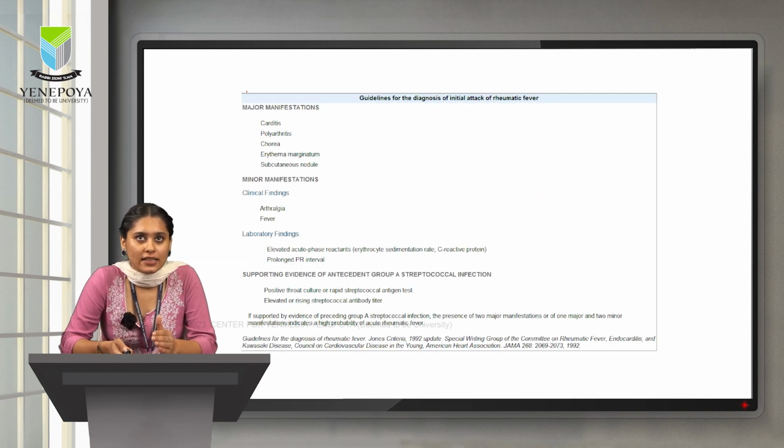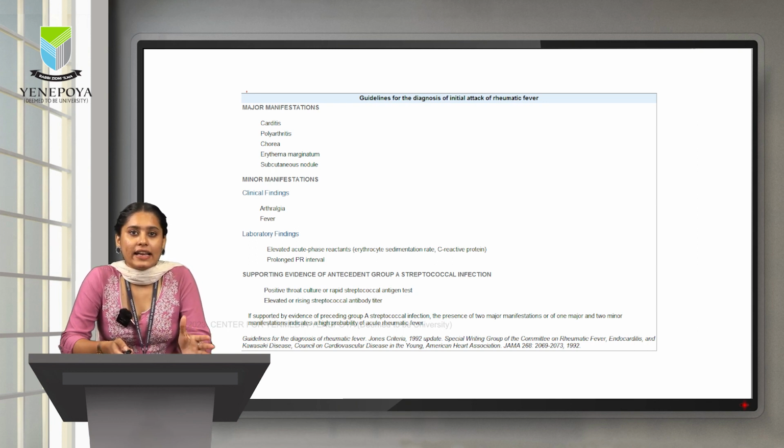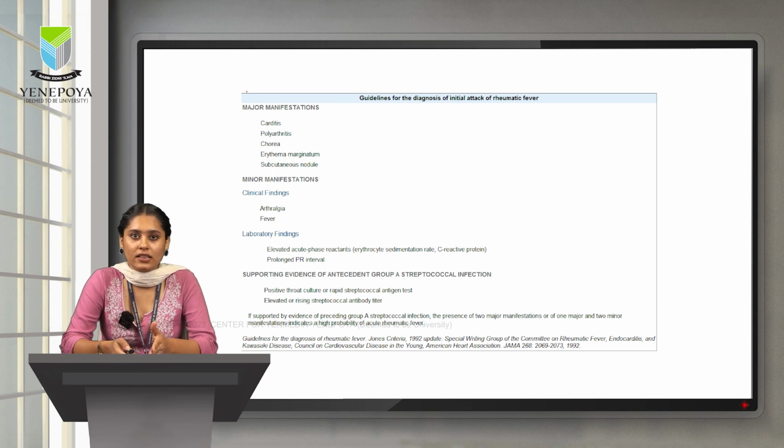So these are the guidelines. Whatever I have mentioned in the previous slide is put together. These are the guidelines for the diagnosis of the initial attack of rheumatic fever. This includes the major criteria, minor criteria, as well as the supporting evidence. All of this has to be noted to make a diagnosis or come to a conclusion that the patient is having acute rheumatic fever.